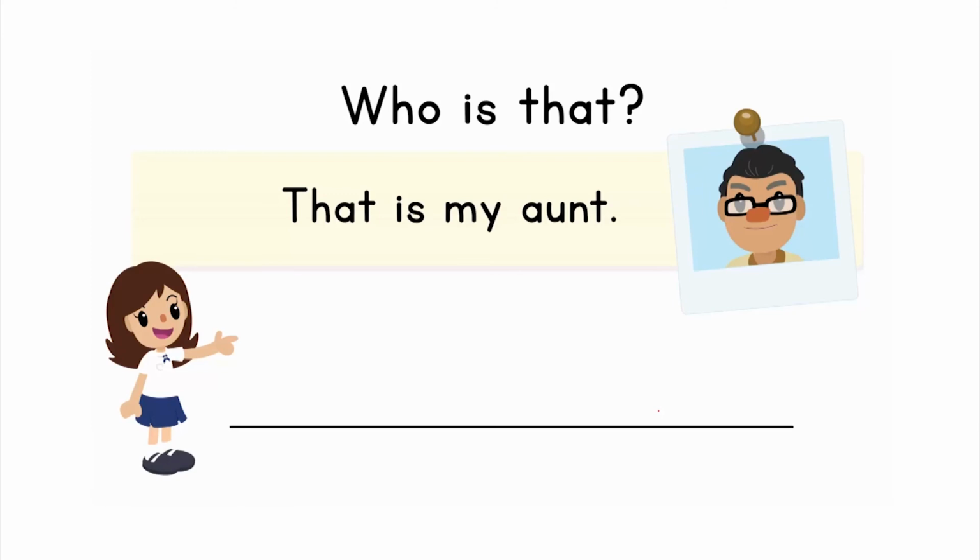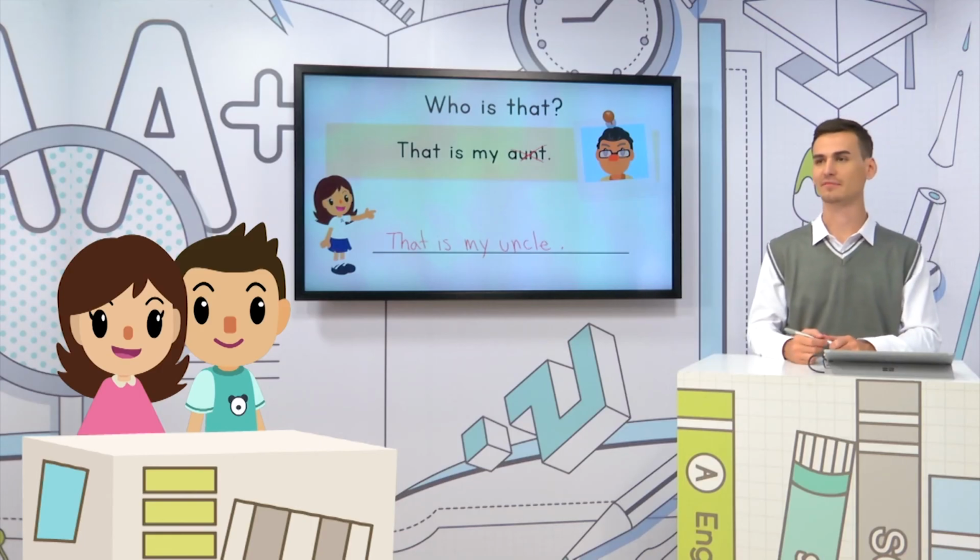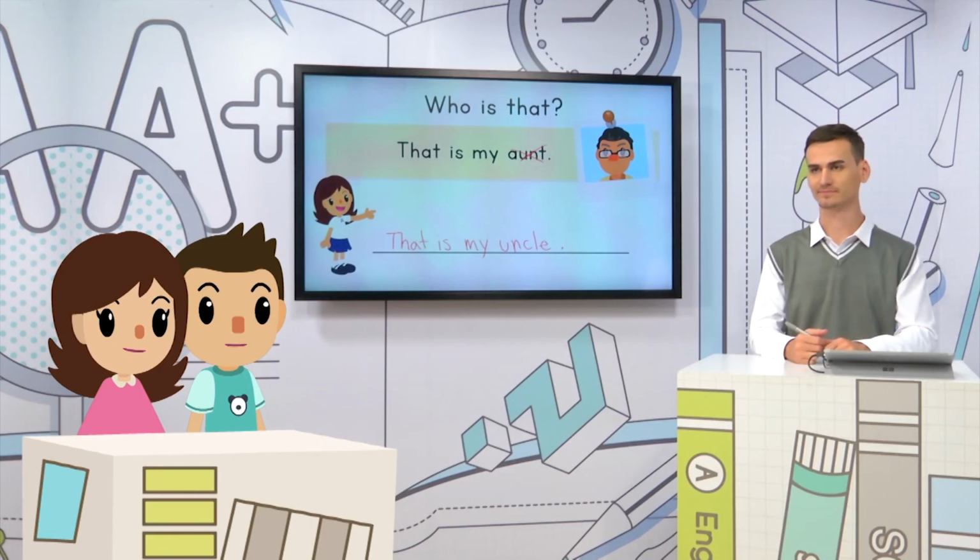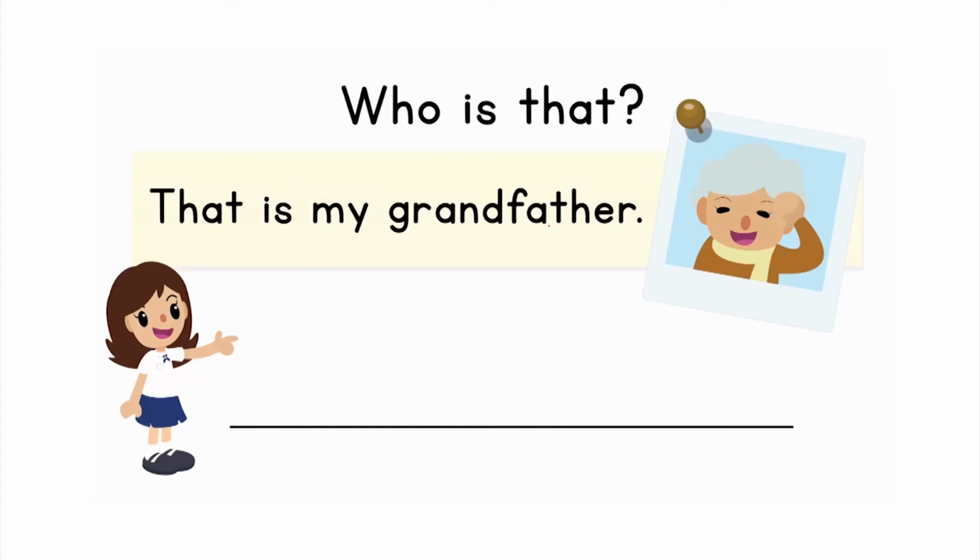That can't be my aunt. That is my uncle. That is my uncle. That is my uncle. Perfect.